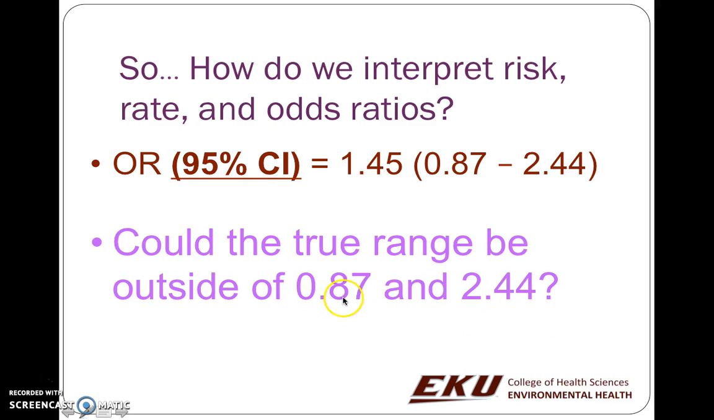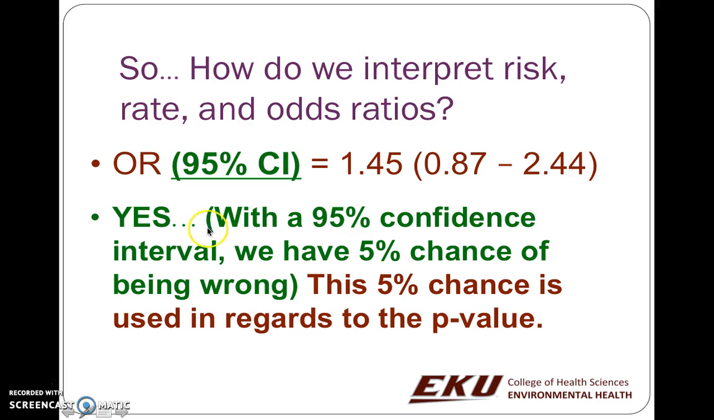So could the true range, or true odds ratio in fact, be outside of 0.87 and 2.44? Could it be something different than that? This is our 95% confidence interval, and the answer is absolutely yes. With a 95% confidence interval, we have a 5% chance of being wrong.